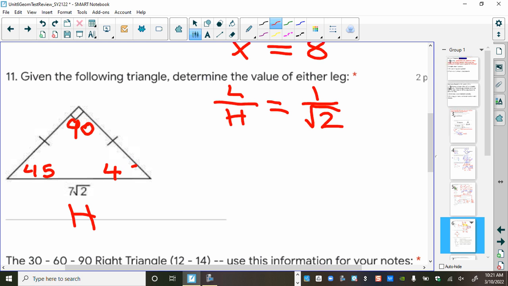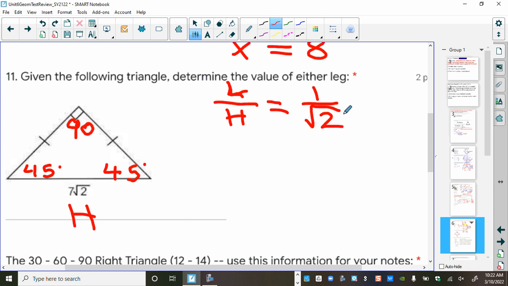You might see this and say, oh, I don't know what these angle measures are. But you know this is 90. And you know if these two sides are the same, then by process of elimination, these two angles have to be the same as well. And the only way that will work is if you have a 45 and a 45. So then we can use our little proportion up here.